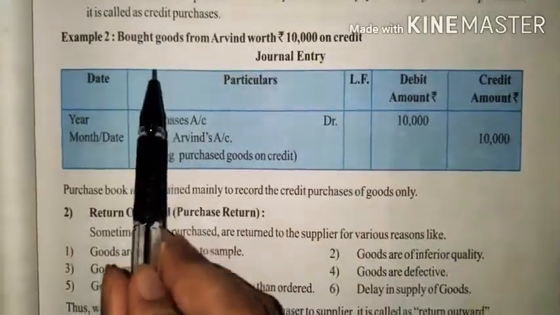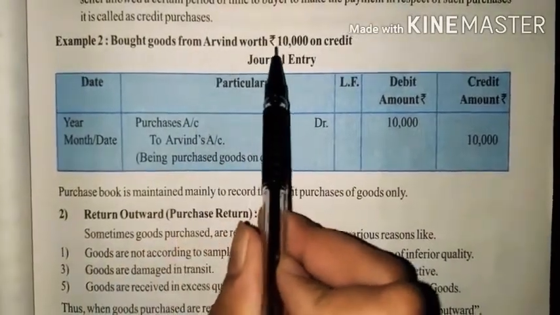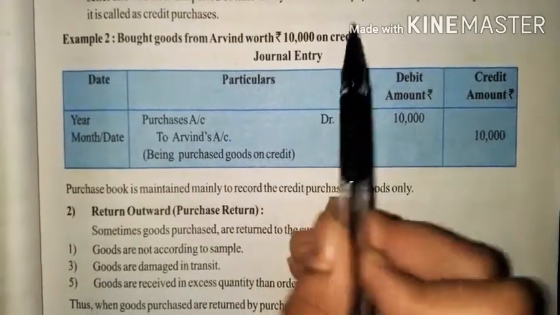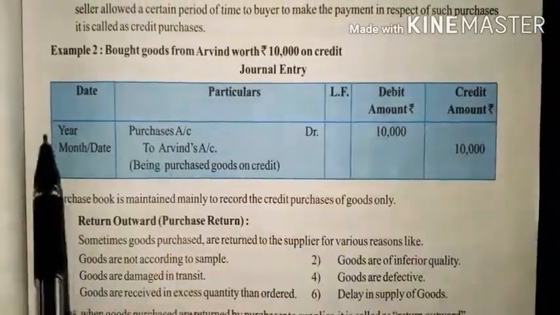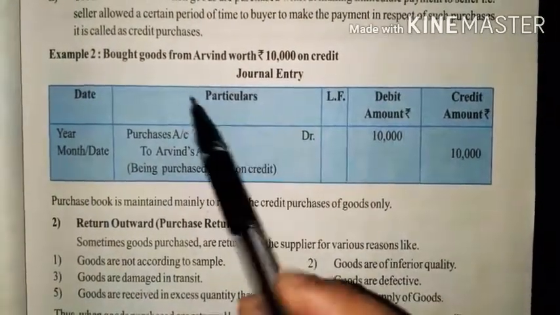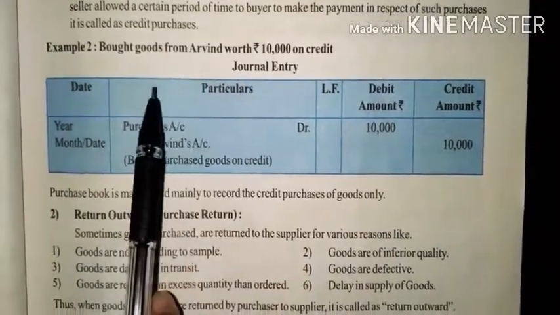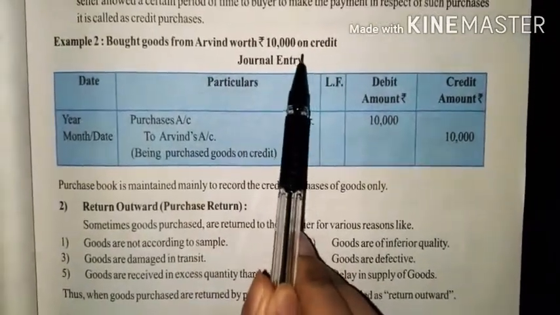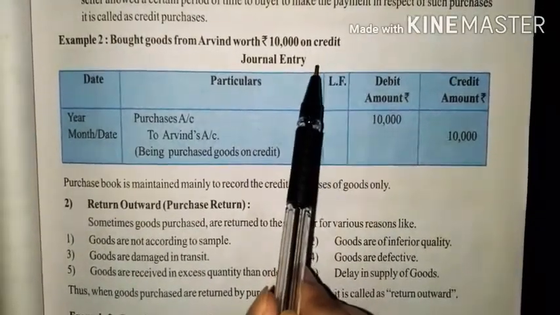Let's see the credit purchases example. Bought goods from Arvind worth rupees 10,000 on credit. Just the same person appears over here. Again, the date of the transaction you have to mention. Now here the example is completely changed. What is changed here? Goods are bought or purchased on credit basis.